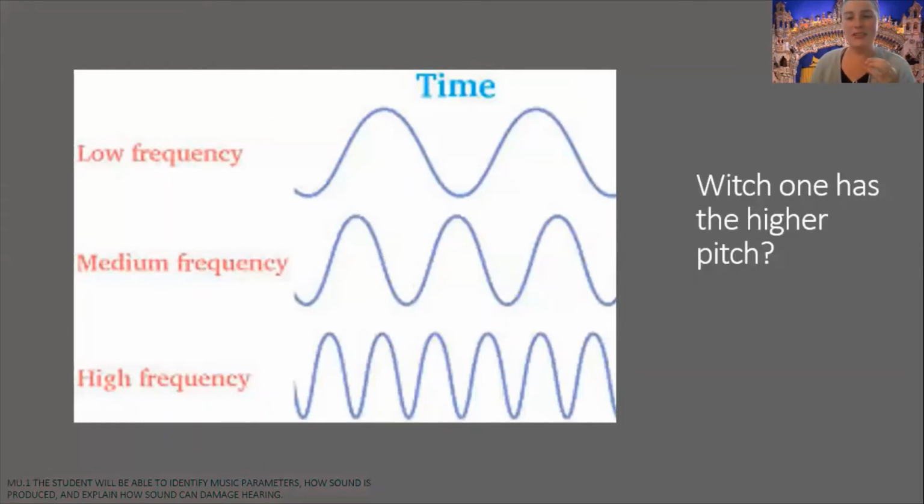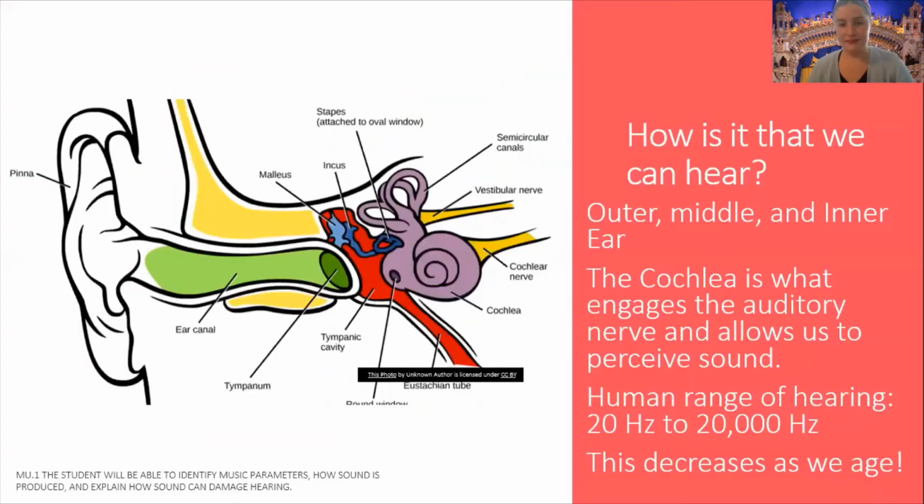So look at these and take a moment and think, which one has the higher pitch? Remember, amplitude goes this way, up and down. Frequency goes this way. So it's not going to be medium, that's right in the middle. Let's look at the one that says low frequency. Remember, the bigger the wave, the lower the pitch. And then high frequency, see how the waves are really close together? That means it's got a really high pitch in comparison.